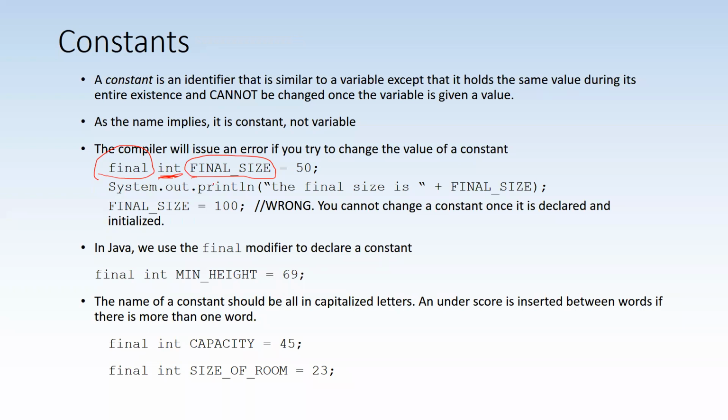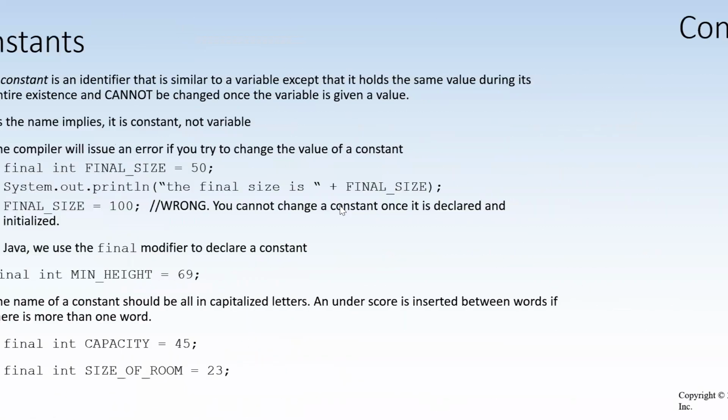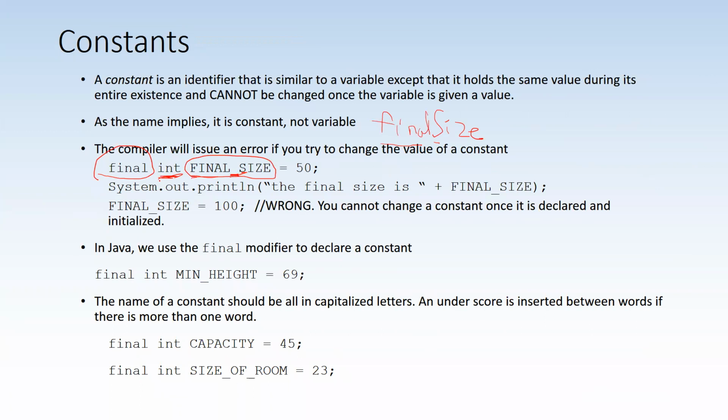If in your program you use a lowercase letter for a constant, I will take points off. So all caps. If it's two words, you use an underscore to separate them so that it's easier to read. If this is a regular variable name, you would write it like this, right? Lowercase the first word and capitalize the initial letter of the second one. So that's a regular variable name. Here it's a constant, it's different.